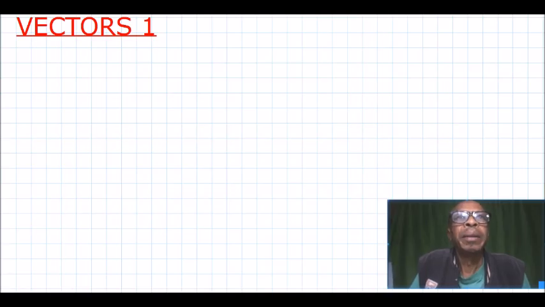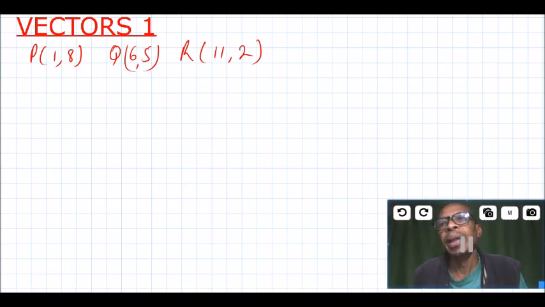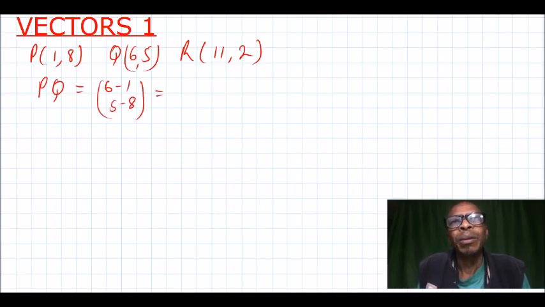Another example is if we take point P, we say it is 1, 8. Q, we say it is 6, 5. And we have R as 11, 2. Find whether they are collinear. So what do we do? We can start with PQ, which is equal to 6 minus 1 and 5 minus 8. That will give us 5, minus 3.